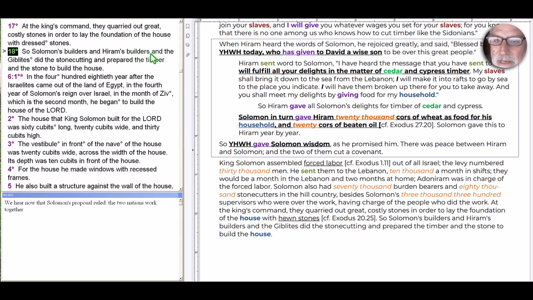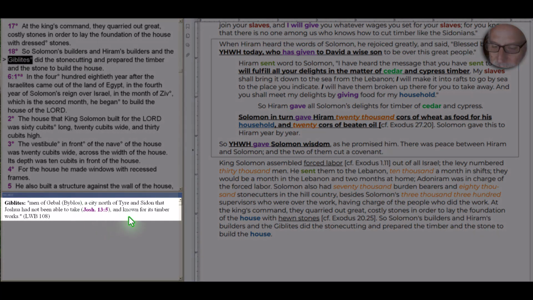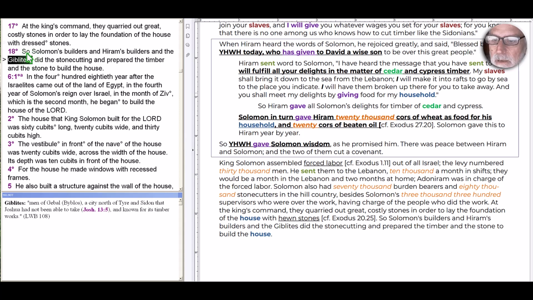Solomon's builders and Hiram's builders and the Giblites, literally the men of Gibal, a city north of Tyre and Sidon that Joshua had not been able to take, according to Joshua 13:5, known for its timber works, according to Lisa Ray Beal down here. We know nothing otherwise about that, though. So they've got some kind of hired help and all their builders, so 180-something thousand of Solomon's people, how many of Hiram's people, and now they're prepared to build it.